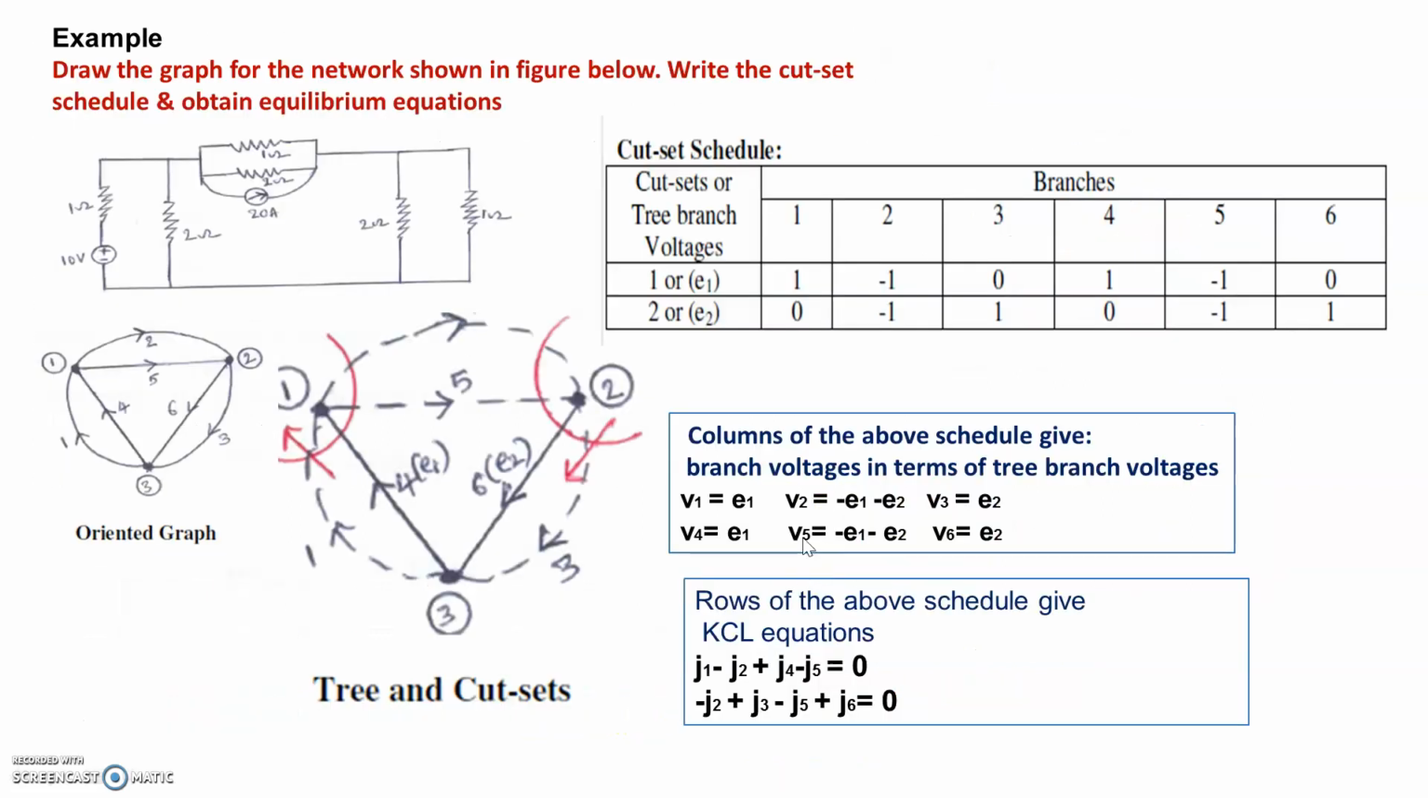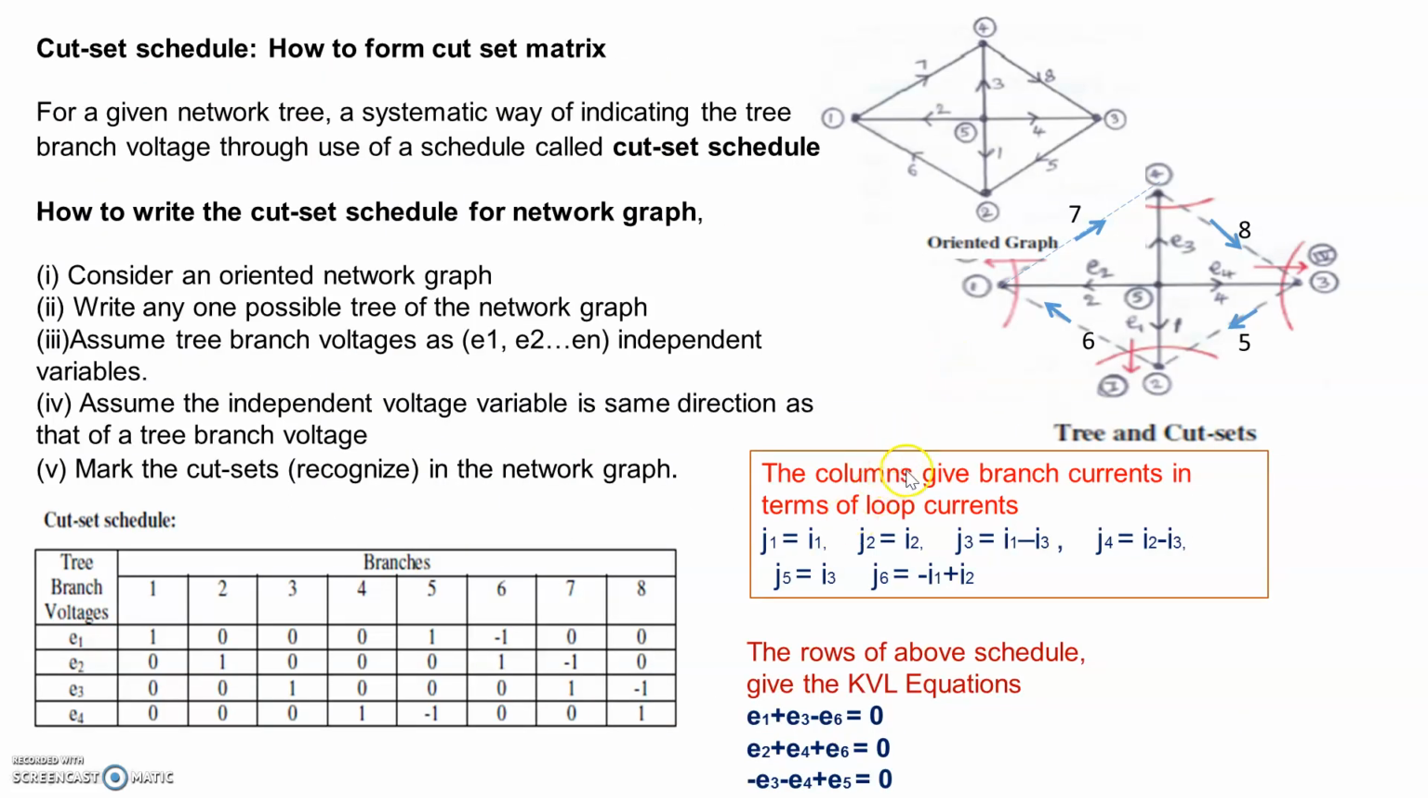And as far as this figure is concerned, the columns give branch currents in terms of loop currents. So this may be written. Actually, these two equations are not necessary. The only requirement will be writing this matrix as per your syllabus.